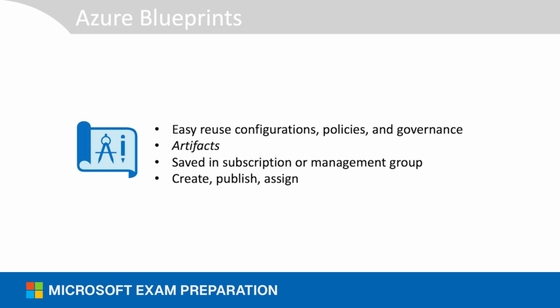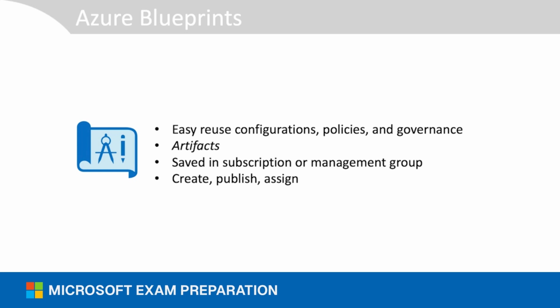And when you publish it, you provide a version number so you can identify which version it is. And also, you have the option of providing change notes. After you publish it, you can assign it to a subscription. And when you assign the blueprint, it automatically creates all the resources that are defined in the blueprint.